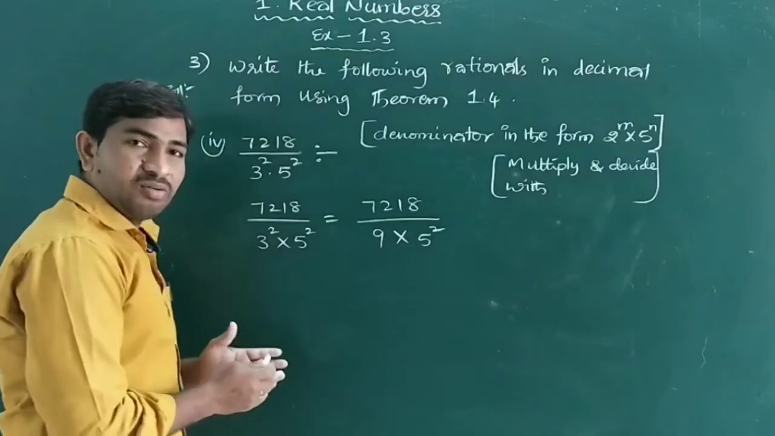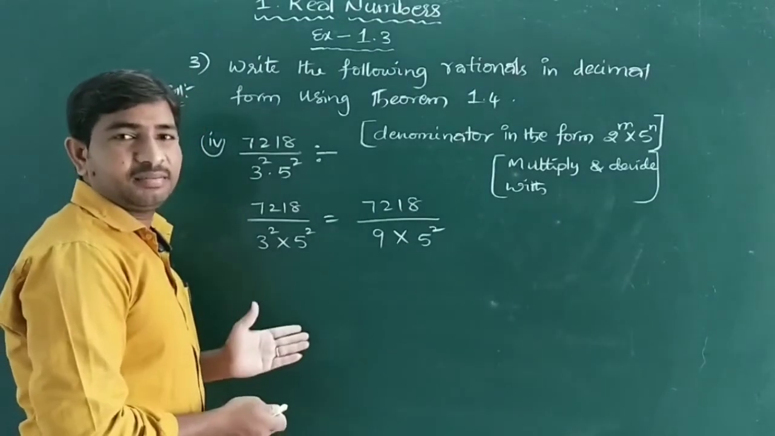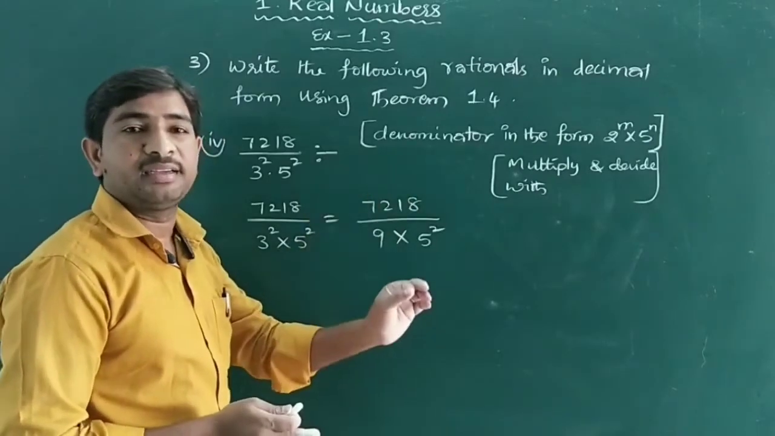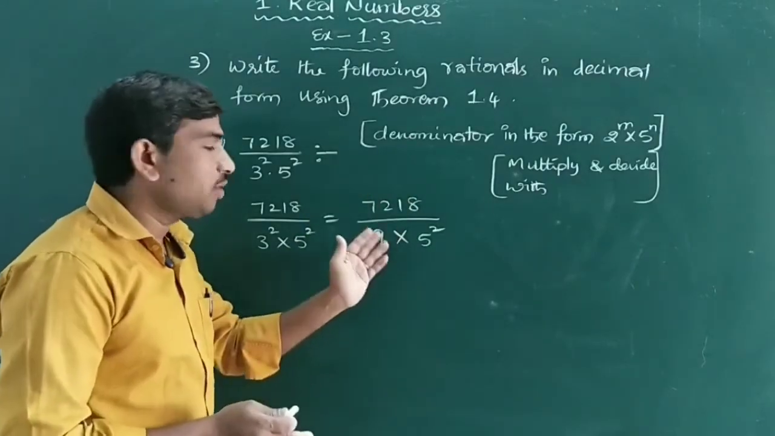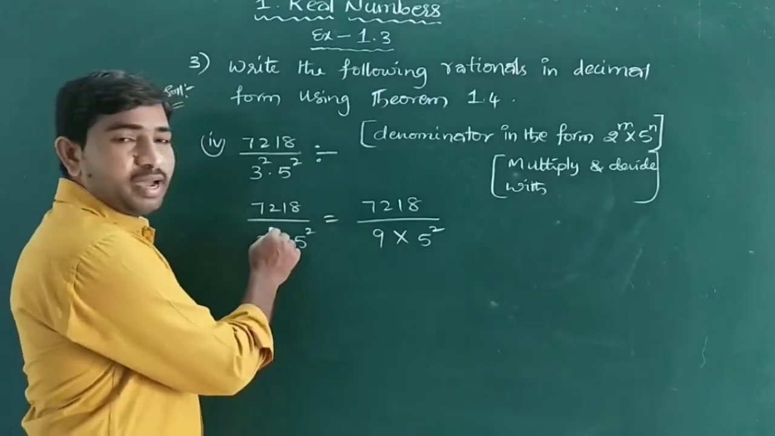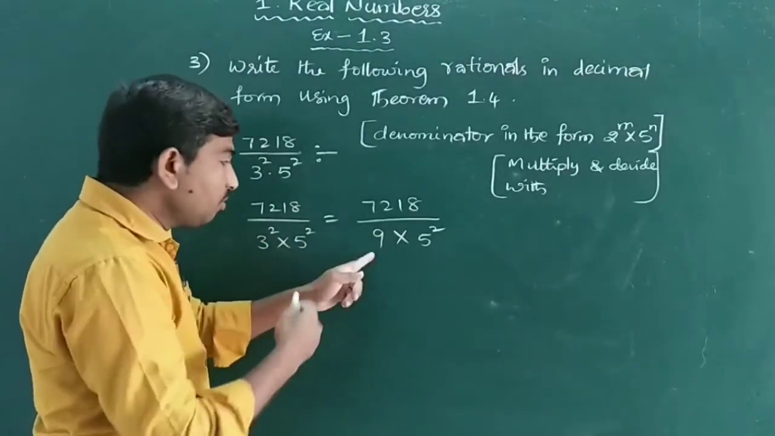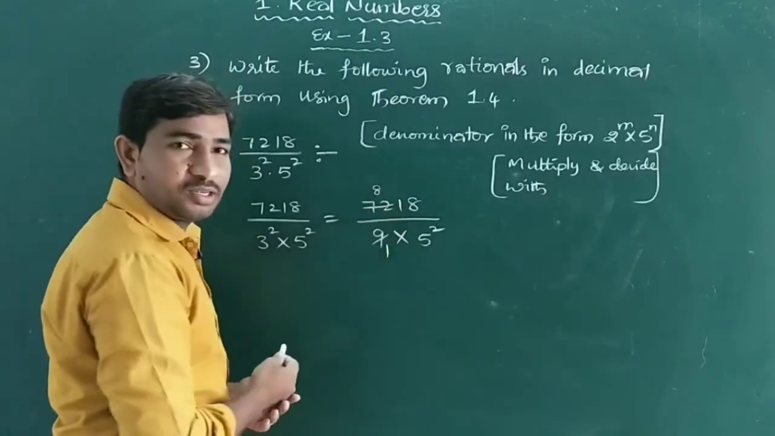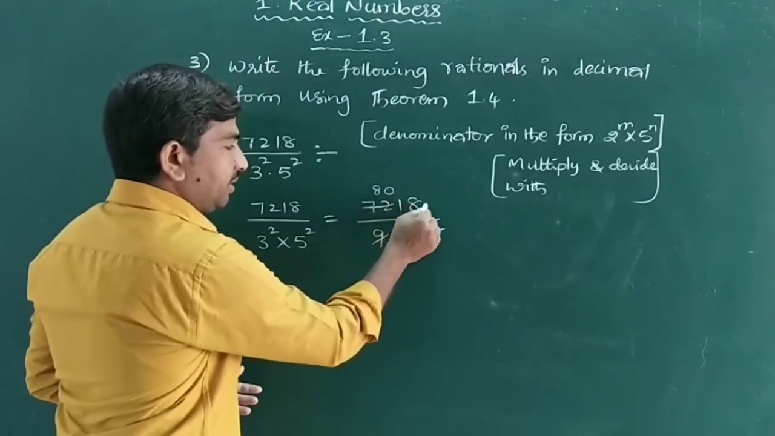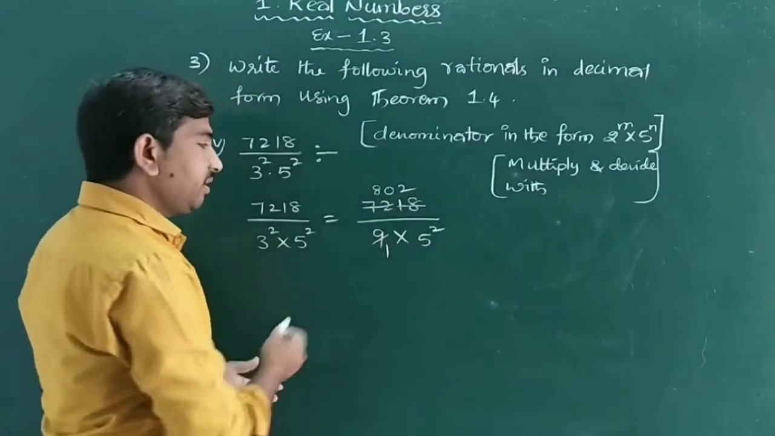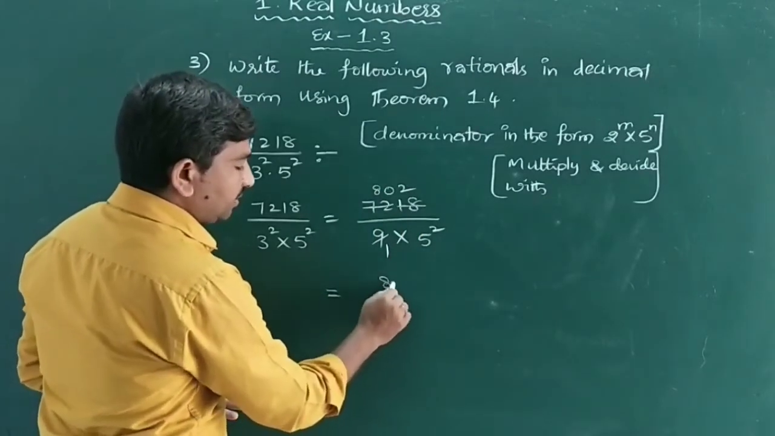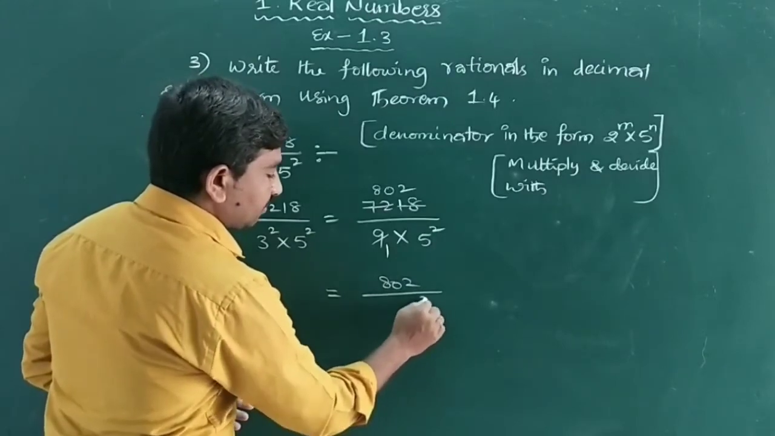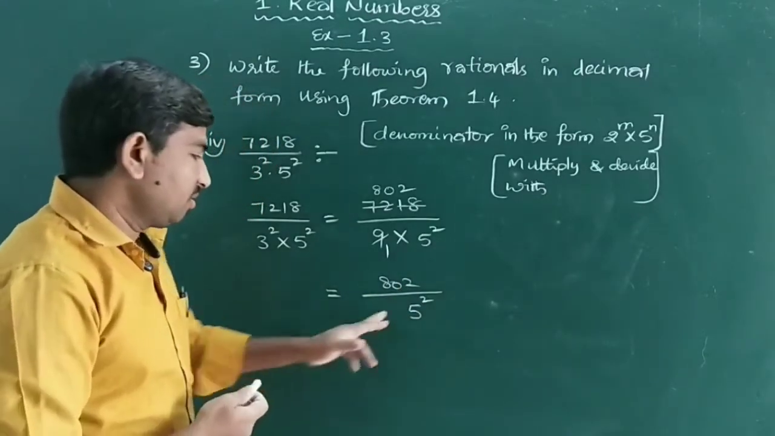Now we have to remove the 3, because the denominator must be in the form of 2 power m into 5 power n only. It should not have any other than 2 and 5. So 3 square value 9. Now I am removing this 9. How? 9 1s are 9, 8 are 72, and 0, 18 means 9 2s are 18. 802 we will get in the numerator place. 802 by 5 square.